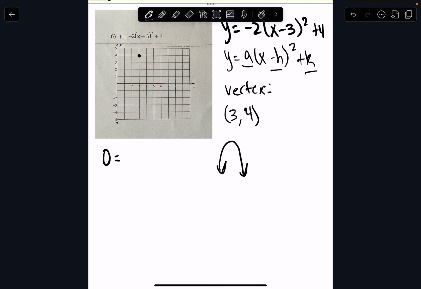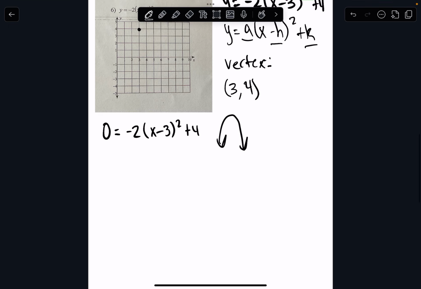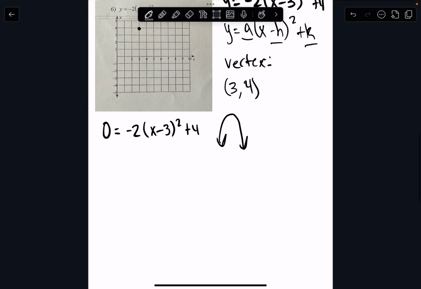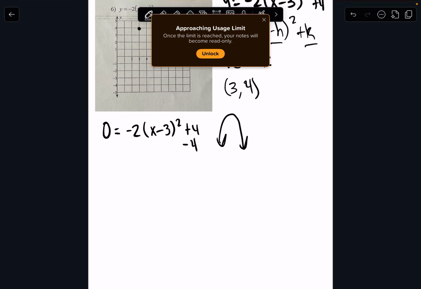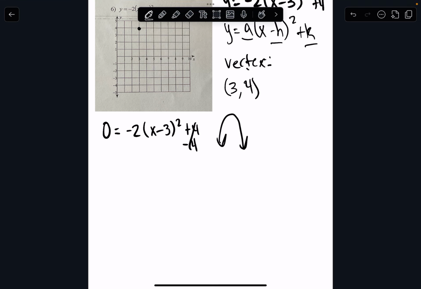So to do that, we take y and set that equal to 0. And then let's write out the rest of the equation: negative 2 times x minus 3 squared plus 4. Okay, so now we are going to solve for x. We want to get x by itself. So the first thing we're going to do is subtract 4 from both sides. That's going to cancel. So we have negative 4 equals negative 2 times x minus 3 squared.